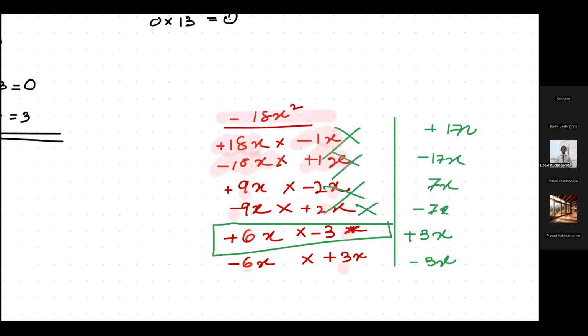Up to that point is it clear, Nisaki? Which part? Which part is not clear?